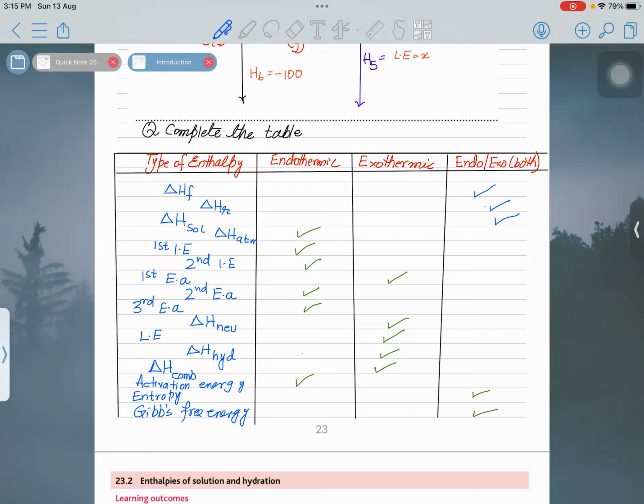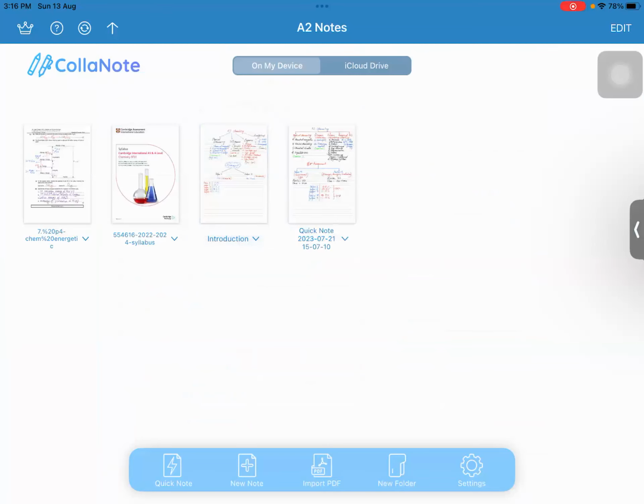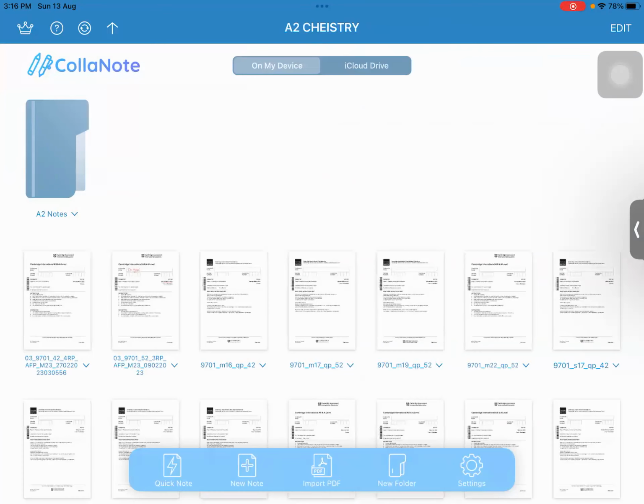Okay, sir. Formation is written, reaction is written. Bond energy is not written, right? So here we have bond energy. Bond energy is endothermic. Beta, are you getting my point? Can I move to the past paper again? Yes, sir, sure.